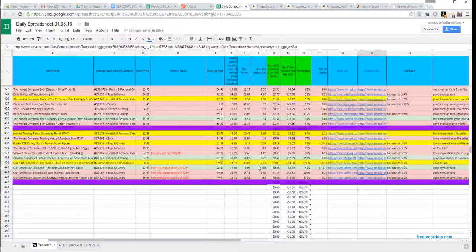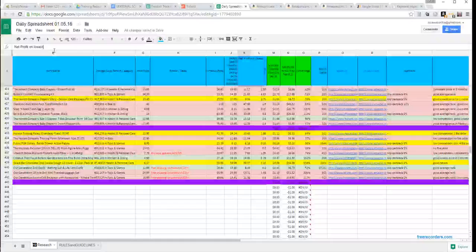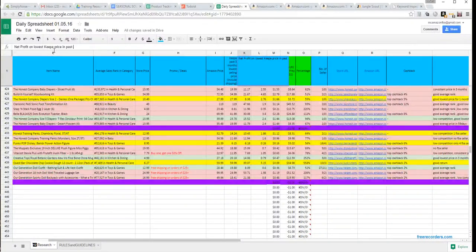Now you've calculated based on the existing price, which is fine, because that's what the columns say, and it says 206% return. But I want you to calculate on the lowest price. Now I think I will change these columns because I think this is where the confusion is. Where we've got our lowest price, our net profit, I'll change that to net profit on lowest keeper price in past 3 months.